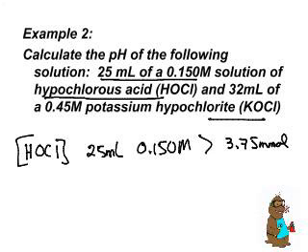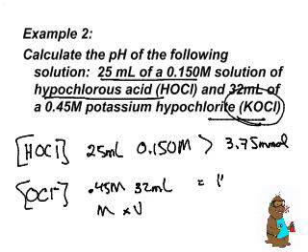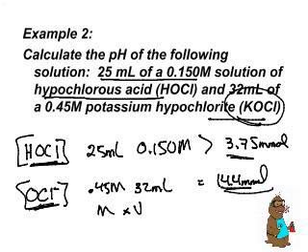Okay, and then we've got KOCl. Now, in the KOCl, who do I care about? OCl, which has a minus charge on it, OCl negative. What do I know about OCl negative? I've got 0.45 molar, and I've got it at 32 milliliters. So if I take M times V, that's 14.4 millimoles. Now, do we have a buffer? We do. We have a weak acid and its conjugate partner, and they're within a factor of 10. So now, to find the pH, we can use this cool Henderson-Hasselbalch equation.